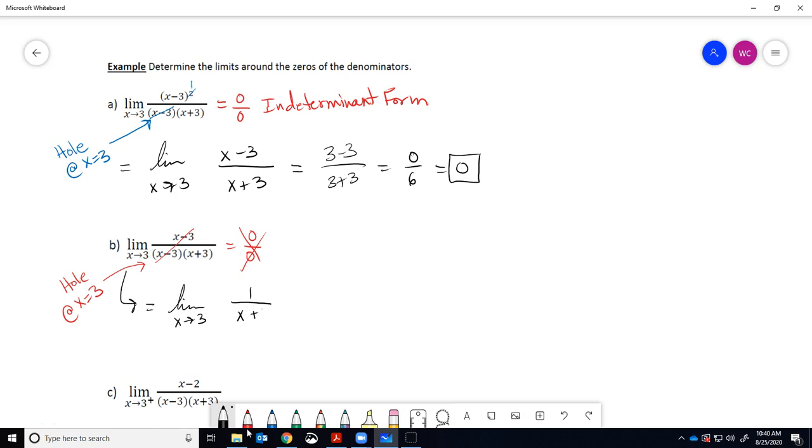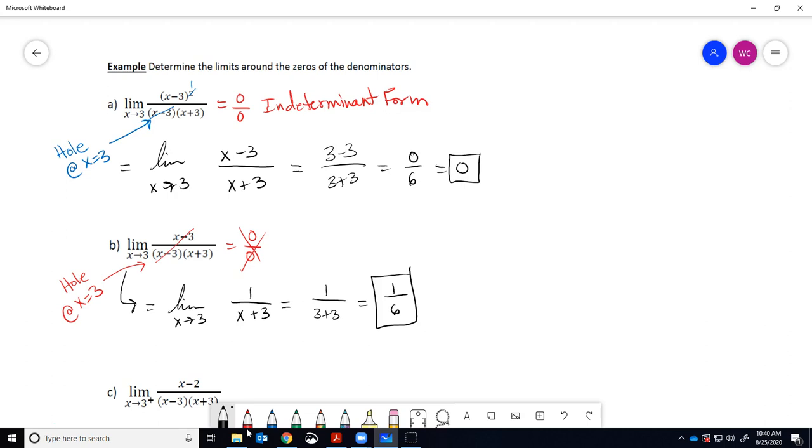So we have 1 on top because we canceled everything out, we put a placeholder. Remember, the x plus 3 is on the bottom. It's a common mistake. Just because you cancel everything out, this x plus 3 still has to stay on the bottom. Let's try plugging it in and see if we can get an answer. So 1 over 3 plus 3, or 1 over 6. There you go, you have your limit.